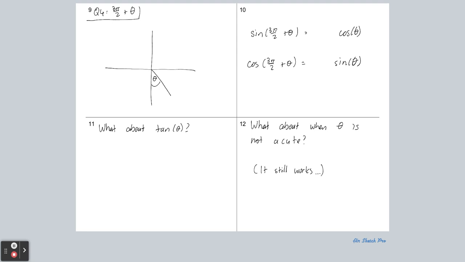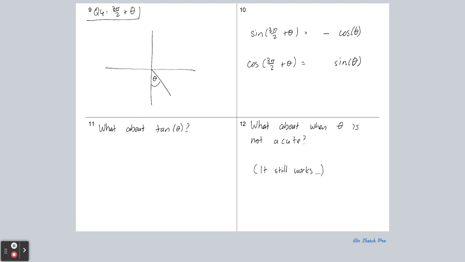We need to work out whether it's positive or negative. In this quadrant, we have cosine as positive, so this will just be sine theta, and in this quadrant, sine is negative, and so we will end up with negative. So it's basically saying work out what cos theta is, we'll get a value, and then make it negative, and then we're good to go because sine is negative in the fourth quadrant.